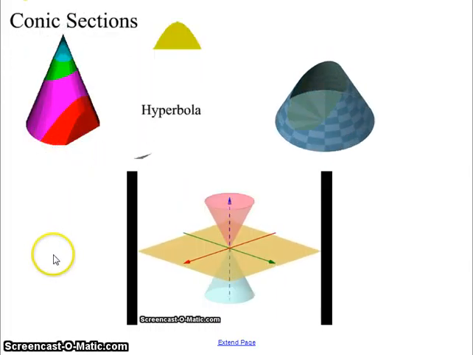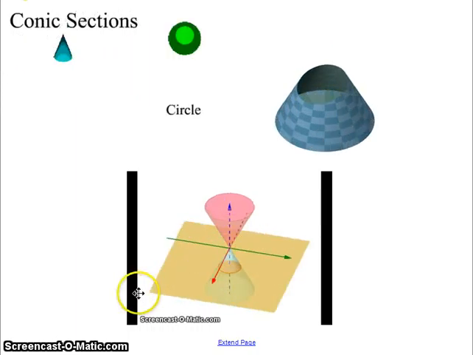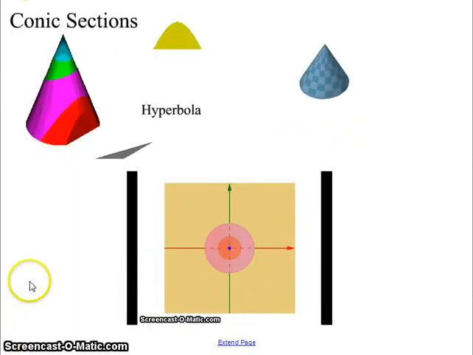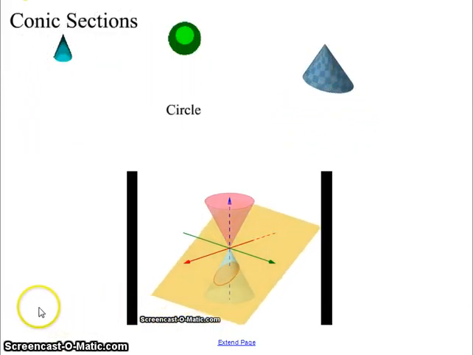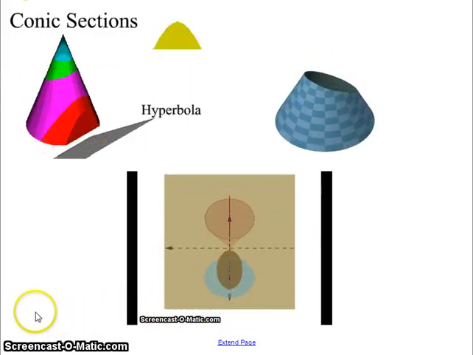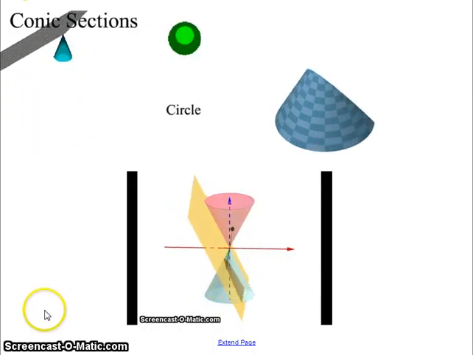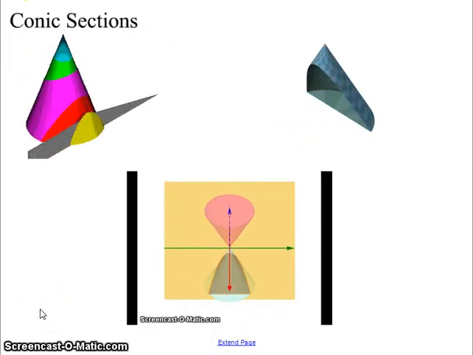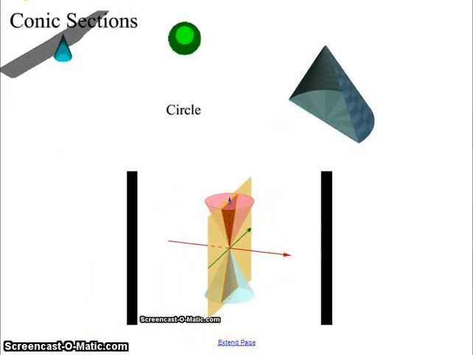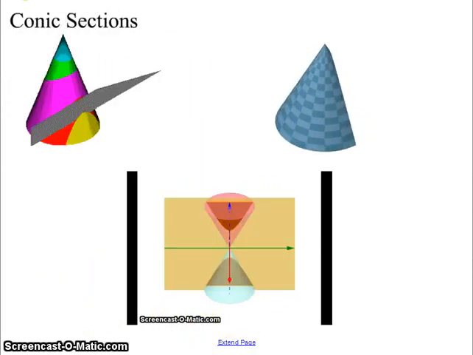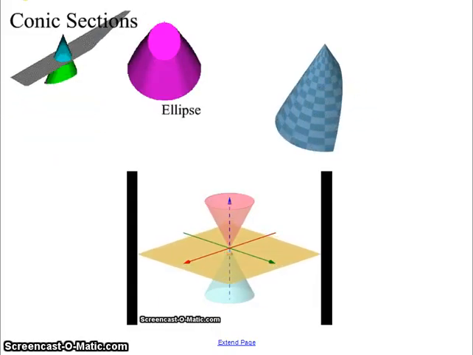The first shape comes from slicing the cone straight across the axis, and when we do that we get a circle. Now if we take that plane and tilt it and slice across at an angle, we're going to get an ellipse or an oval shape. If we were to take that plane and tilt it at the same angle as the slant of the cone, we get the familiar parabola. And finally, if we tilt the plane upward and cut through both cones, we're going to get a two-branch shape called a hyperbola.